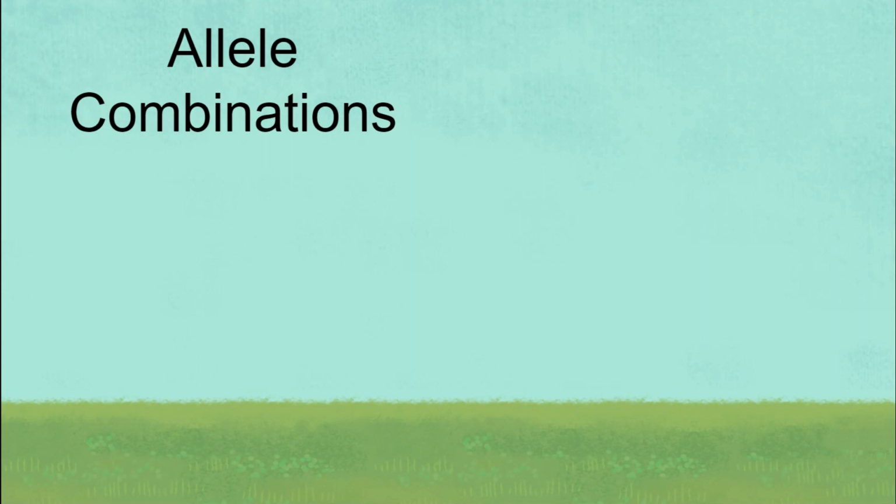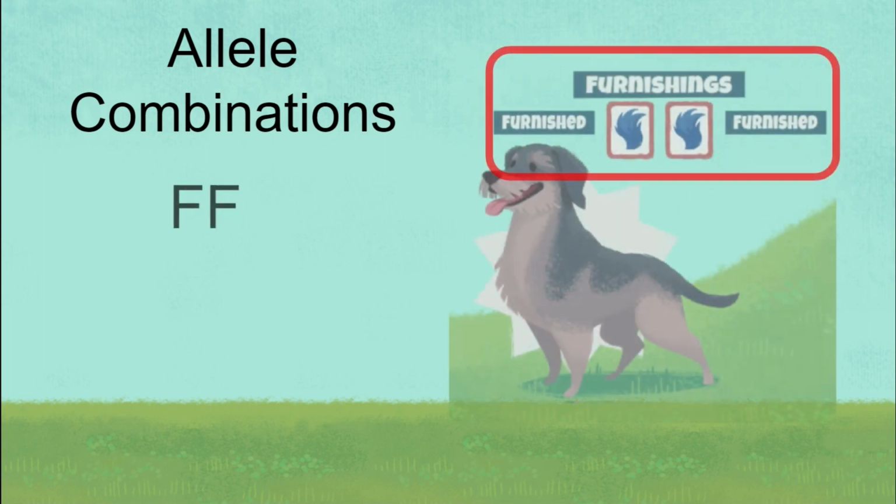There are 3 combinations of these alleles that are possible. A dog can have 2 furnished alleles, represented with 2 capital Fs. The capital F represents the furnished allele.